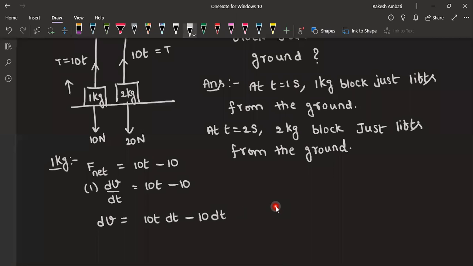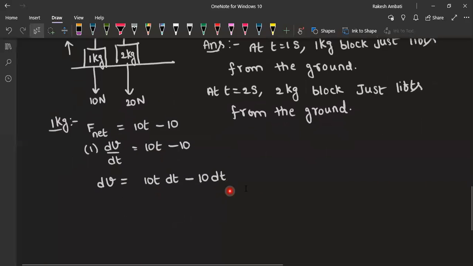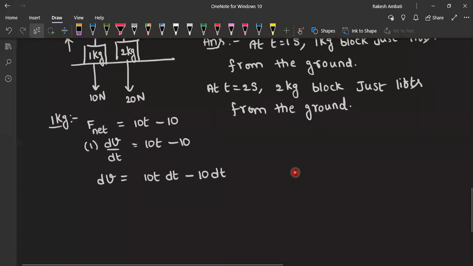Can you explain how F net comes as dv by dt, sir? I got disconnected, sir, please. So resultant force means what is the formula? Mass into acceleration, and acceleration is dv by dt. Yes. So resultant force is mass into acceleration. Okay, sir. That one is the mass, 1 kg. Okay, thank you, sir.